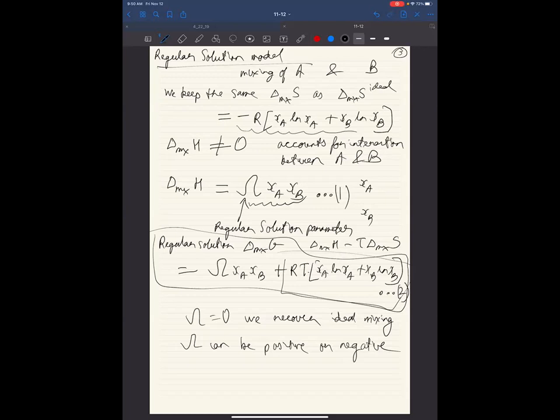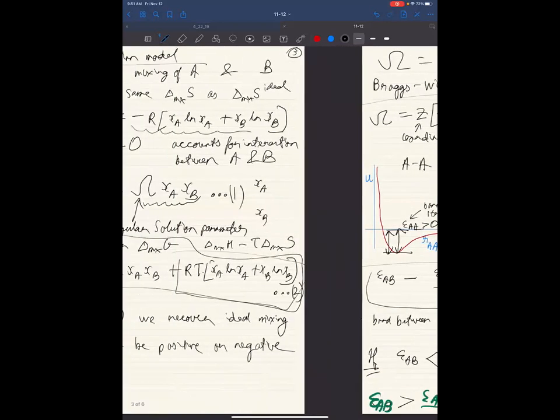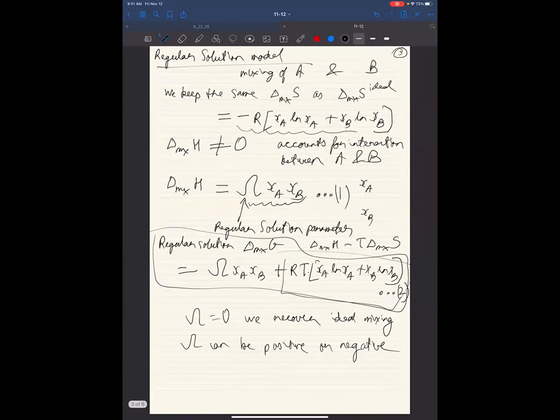And next time we will talk about this. Next time we will use this information and work with this equation. We will not really go into the value of omega. We will just work with whether omega is positive or negative, and look at free energy curves.